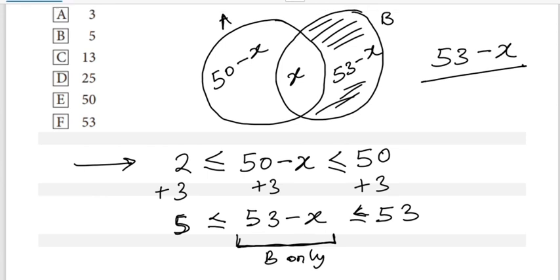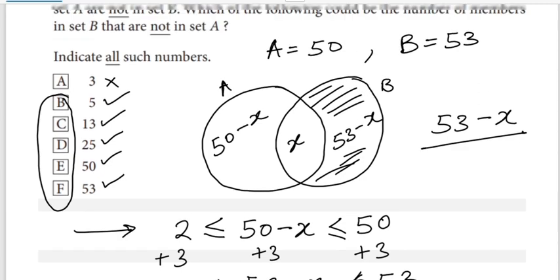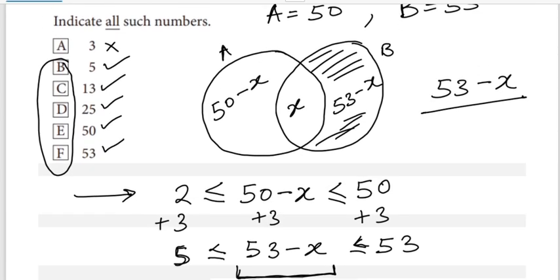So if we look at this, we'll see that this doesn't fall in the range. This is 5 or more, this is 5 or more, less than 53, 5 or more, 5 or more, and this is 53 or less. So the solution to this problem is B, C, D, E. Alright, and I hope that made some good sense.